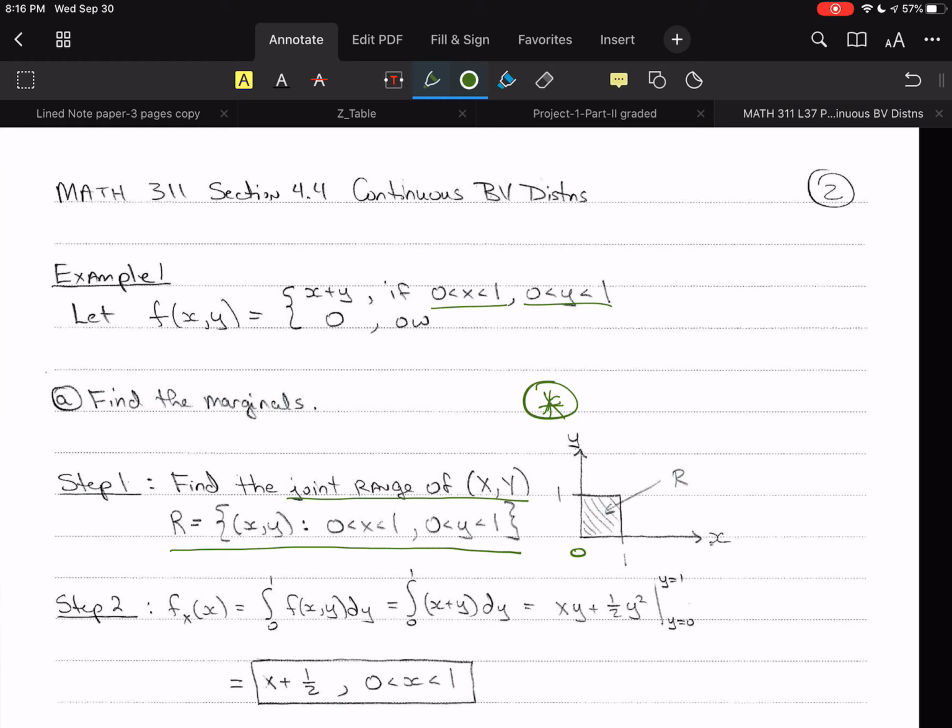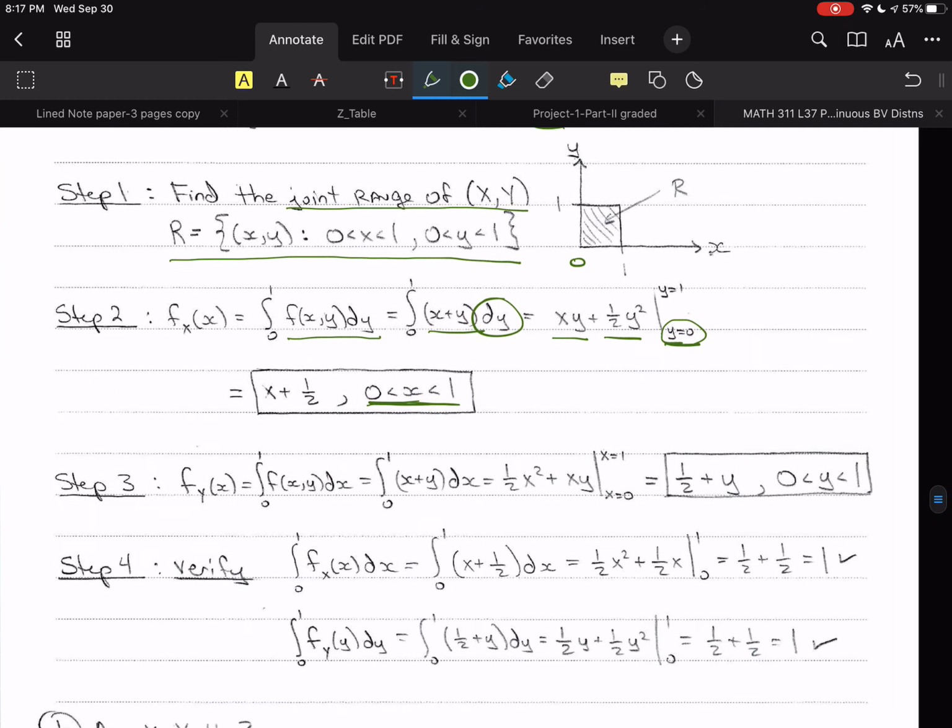And then the marginal is going to be the integral of f of x, y dy. And the limits of integration are easy here. They're between 0 and 1. So we substitute in x plus y. Remember that we're only integrating with respect to y. So we end up with xy plus 1/2 y squared. And it's not a bad habit to get in, hint, hint, to write which variable you're substituting in, because you usually have more than one. So I like to write y equals 0 to y equals 1. Then I know I'm plugging in for y, not for x. And so we're left with x plus 1/2. And don't forget your space of x, your range of x.